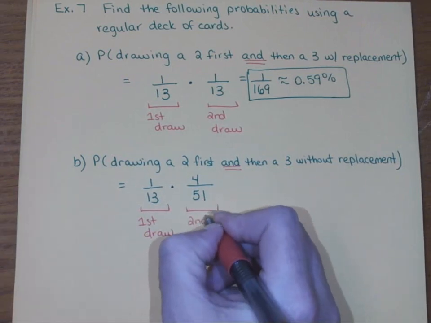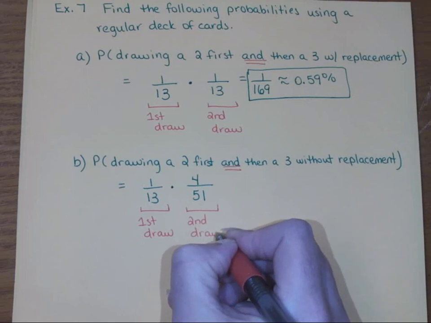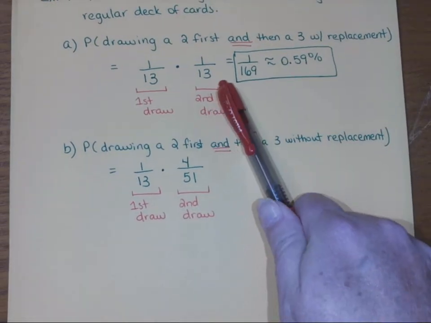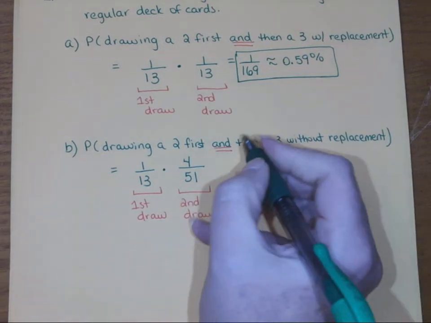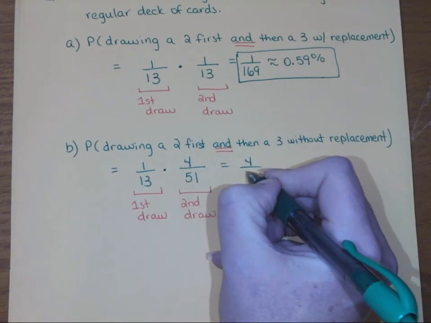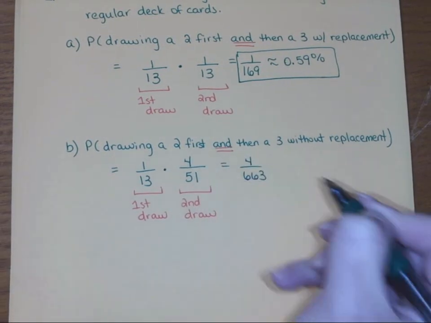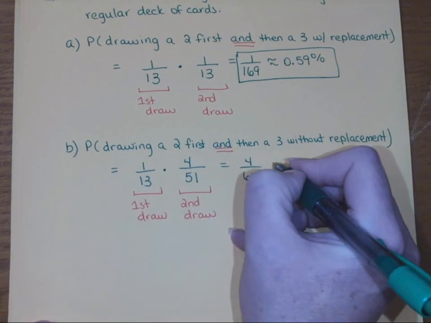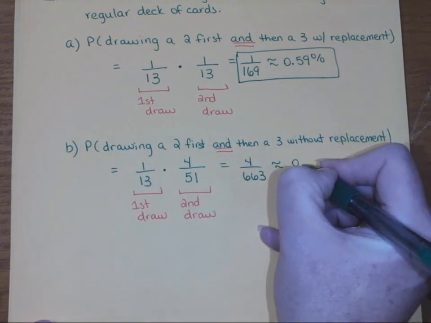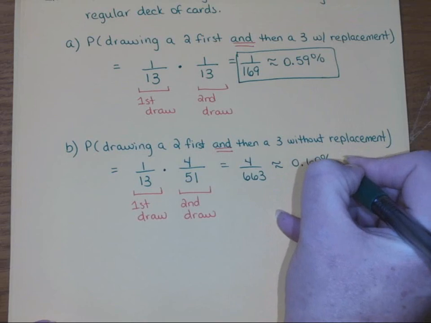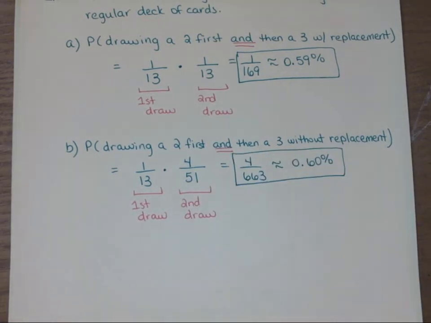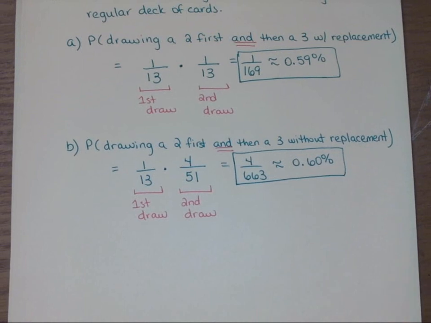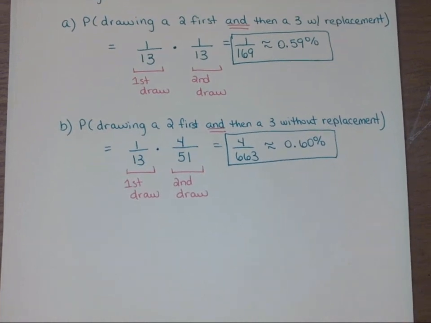So notice when we have without replacement, we don't have a choice to stick with this over 13 notation. We have to put it over 51. So you get 4 out of 663. That's as reduced as that one gets. But when you change it to a percentage, you get something just a little bit different than you got in part A, right? But it is different. 0.60 is a little different than 0.459.